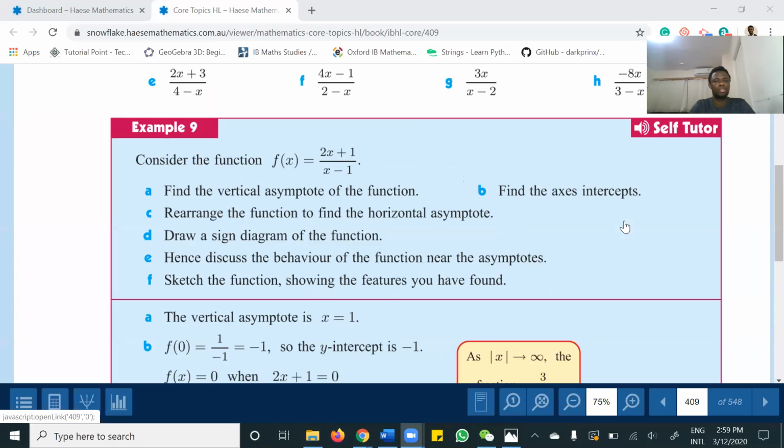It says, consider this function. Isn't that the function we did before in the example? Is it the same function? I think so.